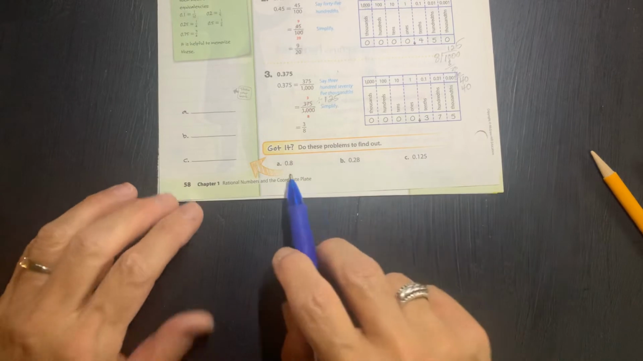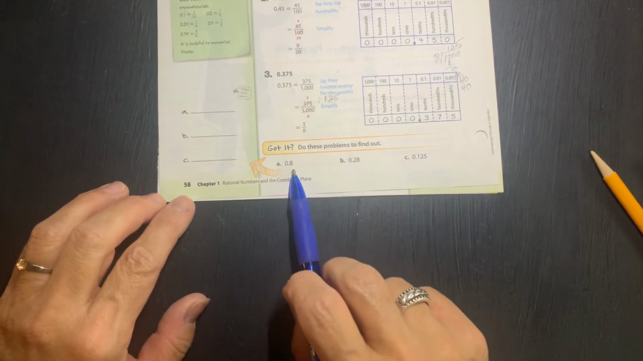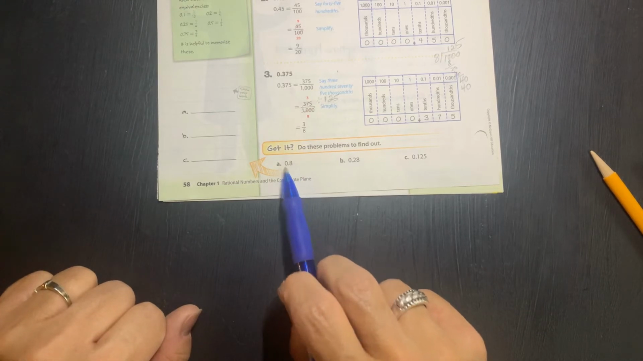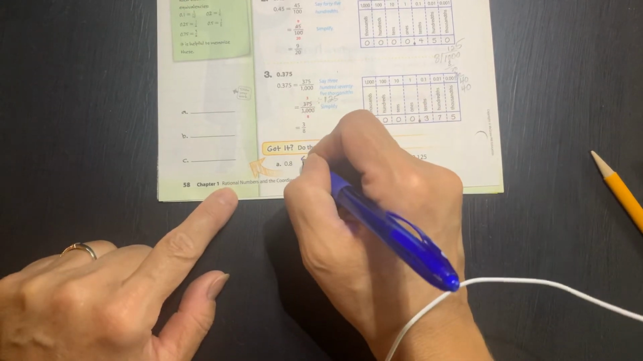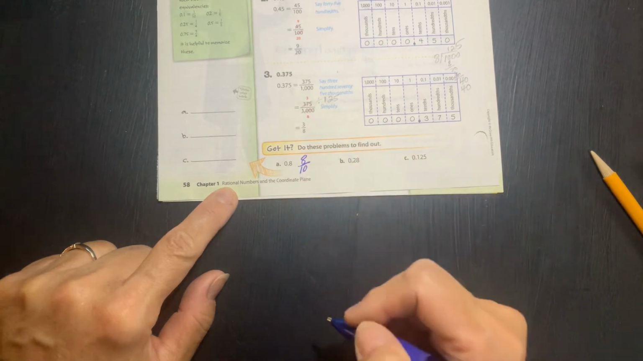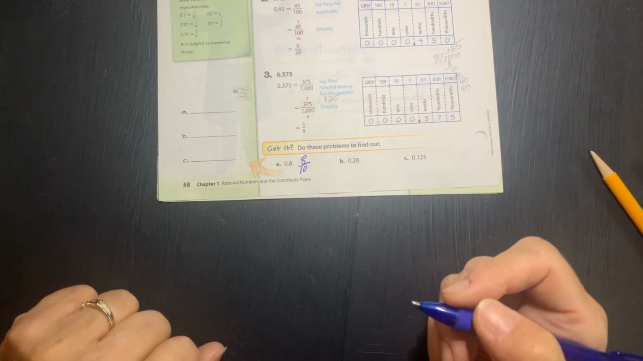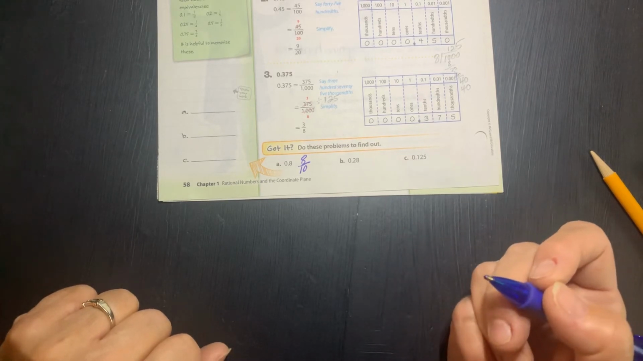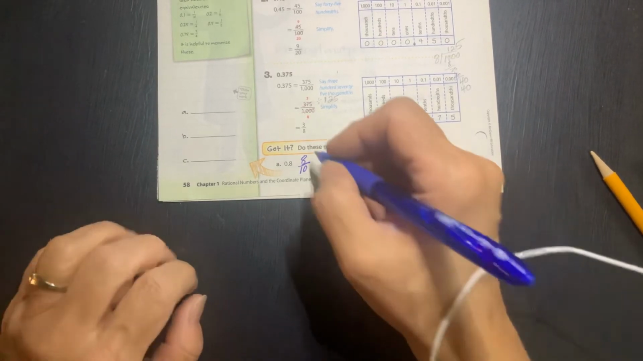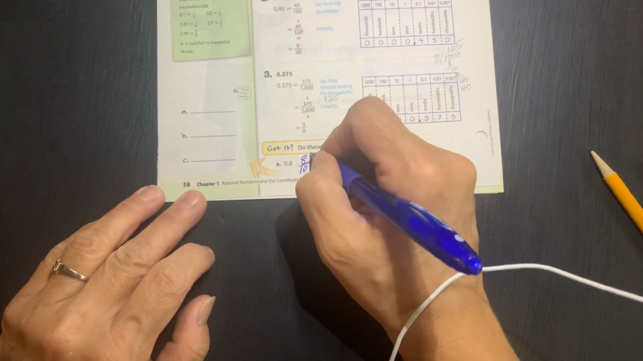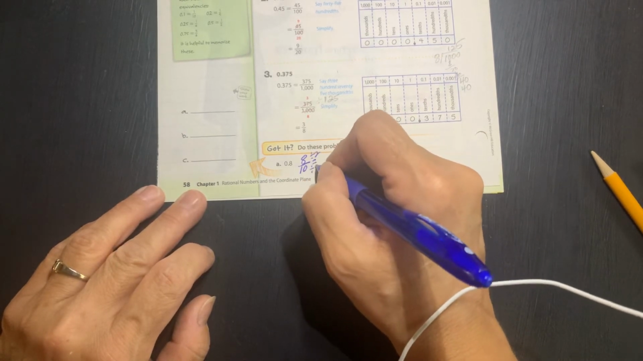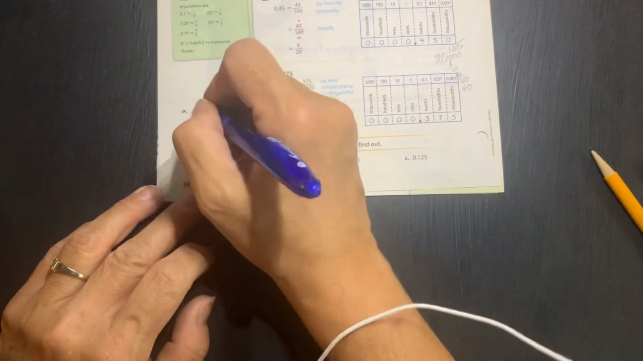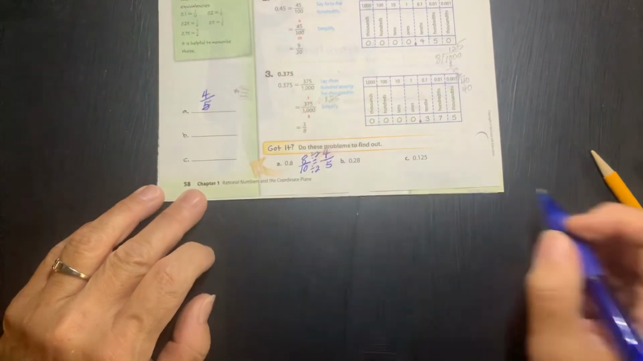Now let's look down here at the bottom. First thing we're going to do is write it the way we read it. Okay. So we have 8/10. And then we need to put it in simplest form, right? 8 and 10 are both even numbers. They're both divisible by 2. So if we divide by 2, we would get 4/5. Okay, so 4/5 would be your answer for A.